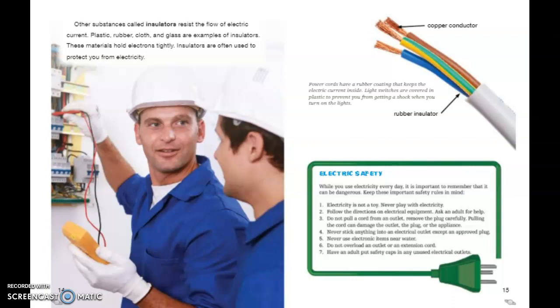Other substances, called insulators, resist the flow of electricity. Plastic, rubber, cloth, and glass are examples of insulators. These materials hold electrons tightly. Insulators are often used to protect you from electricity. Power cords have a rubber coating that keeps the electric current inside. Light switches are covered in plastic to prevent you from getting a shock when you turn on the lights.